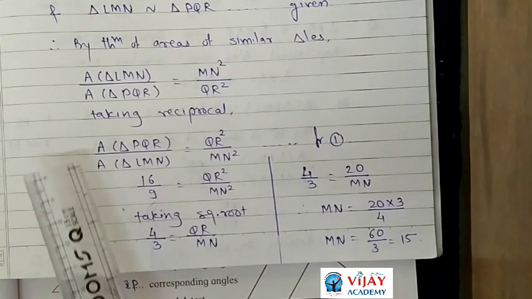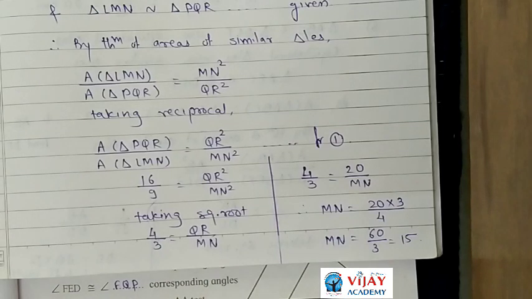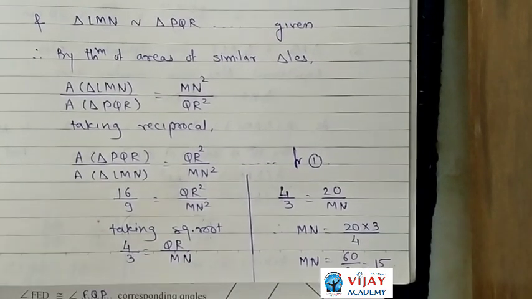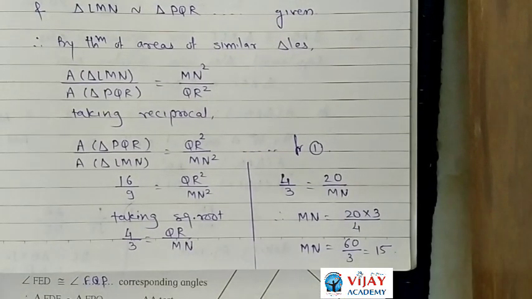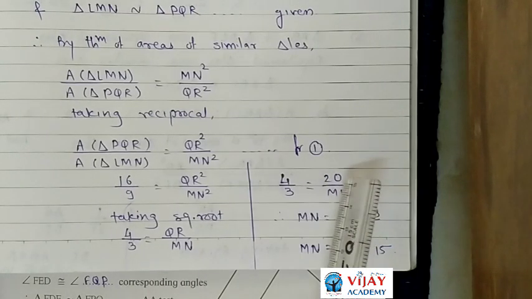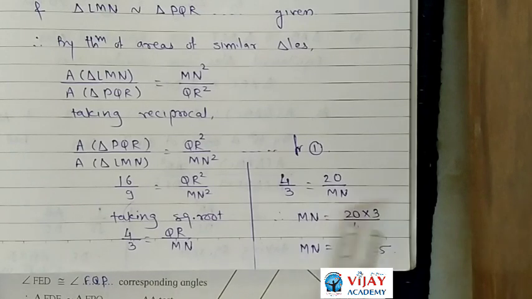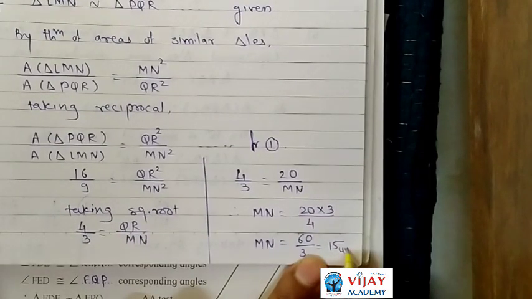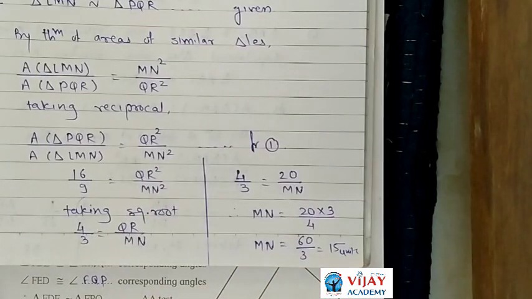When you are given the ratio of the areas of two triangles, the process to solve such sums is first taking the square root, then substituting the values, and this is the easiest method. Now 4 upon 3 is equal to QR upon MN. Now substitute the values: 4 upon 3 is equal to 20 upon MN. Now taking the cross multiplication, we get MN is equal to 20 into 3 upon 4. 3 fives are 15... 20 into 3 is 60, 60 upon 4 is equal to 15, and you have to give the units. 15 units is the length of this side MN.